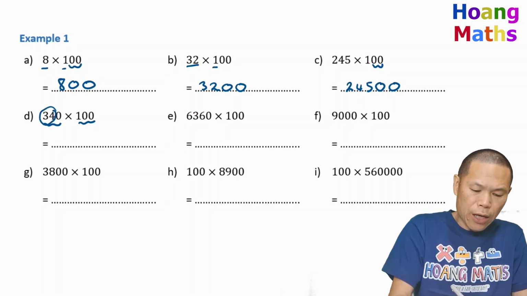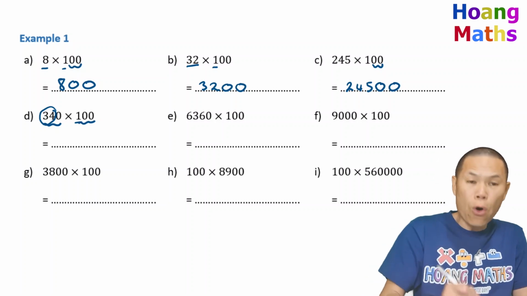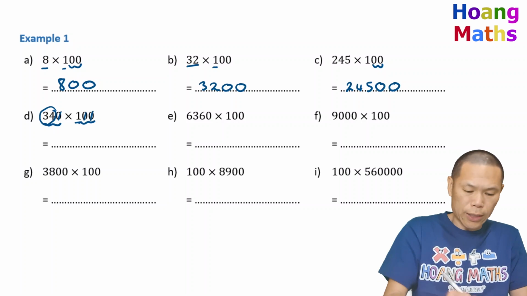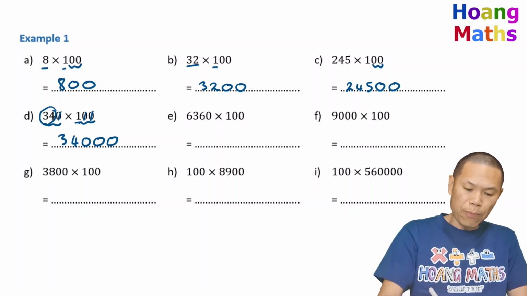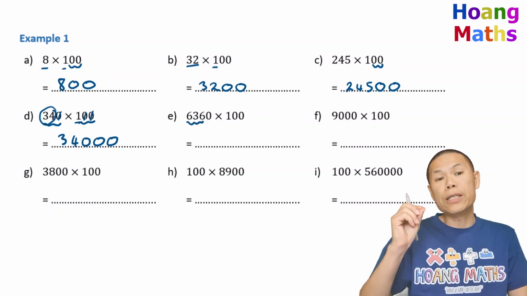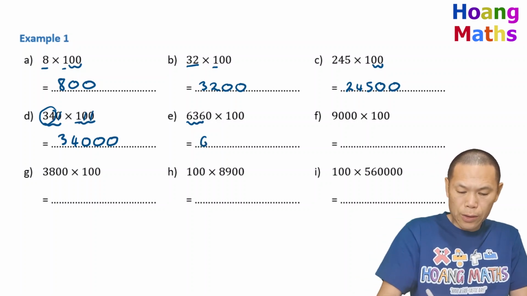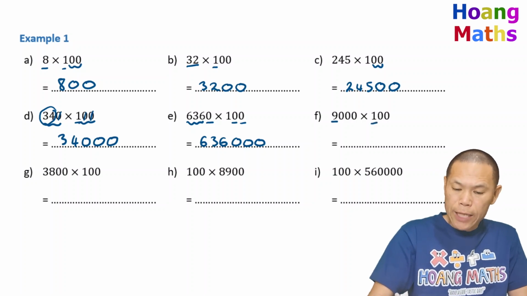Otherwise, you can think 34 times 1, and 34 times 1 is 34. And we have 3 zeros: 1, 2, 3. So we just write this down: 34, and we have 3 zeros at the end. So there you go. And we have 636, and 636 times 1 is 636. And we have 1, 2, 3 zeros. So there you go.